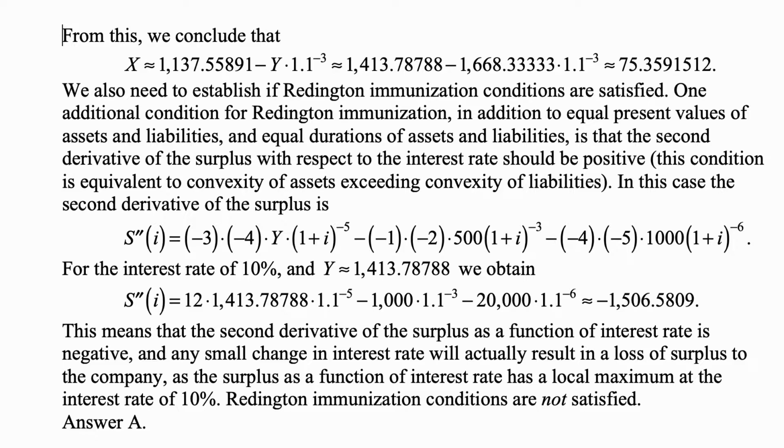But what we established is that these values of x and y will make the present value of surplus equal to 0, and the derivative of the surplus with respect to the interest rate equal to 0. That doesn't mean that Redington immunization conditions are satisfied. Now we will try to establish if they are. One additional condition for Redington immunization, in addition to equal present values of assets and liabilities and equal durations of assets and liabilities, is that the second derivative of surplus with respect to the interest rate should be positive.